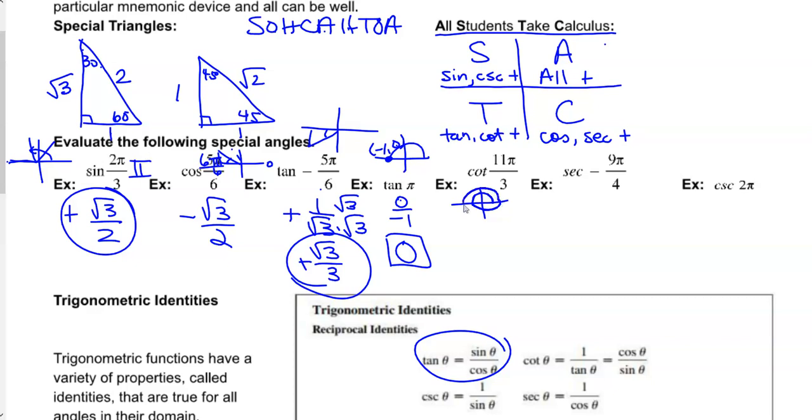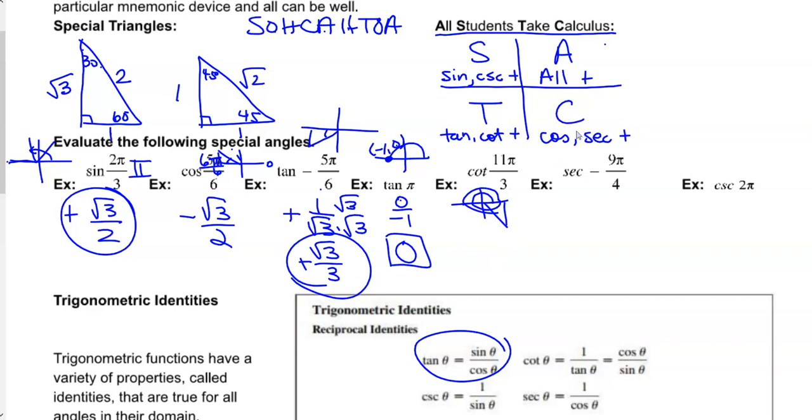So this is 9 pi over 3. That means I need 2 more. Because if I get to over here, that's going to be 12 pi over 3. That's too much. So that must mean I stop in the fourth quadrant for this 11 pi over 3 angle. So if you have to go multiple times, please do so.